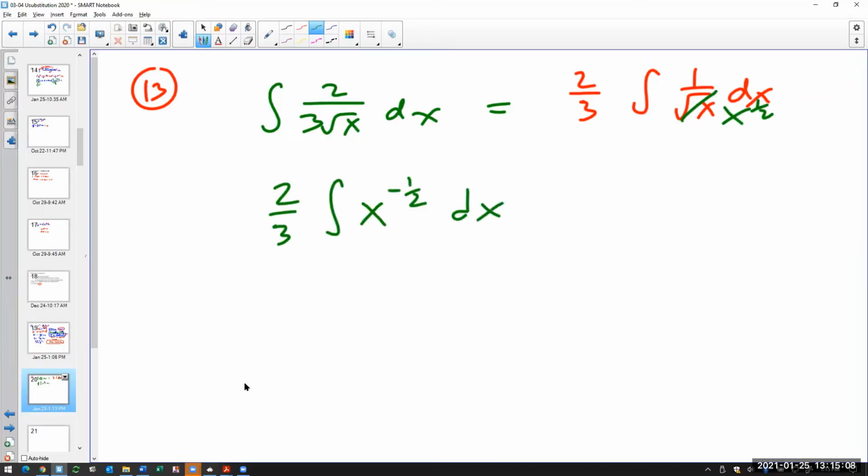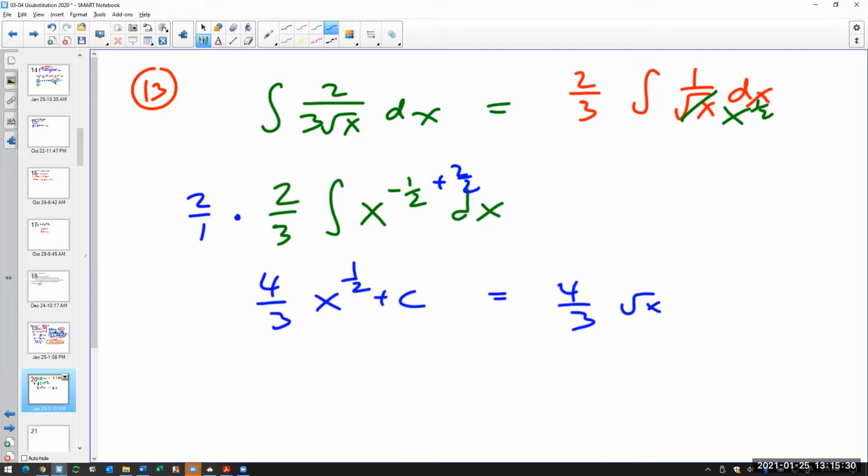Do you guys see how you can pull that 2/3 out? So what you're going to do is add 1, divide by, what's negative 1/2 plus 2 over 2? 1/2. Dividing by 1/2 is really multiplying by 2. So guys, this is multiplying by 2 over 1 over here. So what you get is 4/3 x to the 1/2 plus C, which is 4/3 square root of x plus C. Okay, what other questions do you guys have?